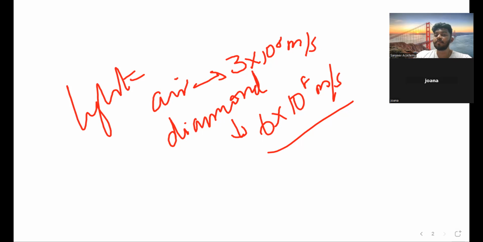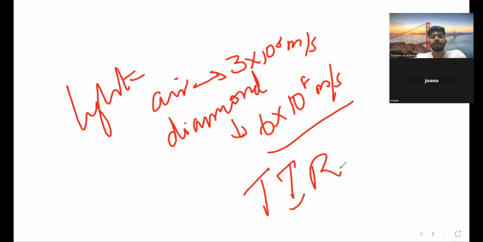Correct? So, speed of light in air is only 3 into 10 power 8. Speed of light in diamond is what? 6 into 10 power 8 meter per second. So, which will it travel faster? Diamond, light will travel faster. Now, I will come to TIR, total internal reflection.